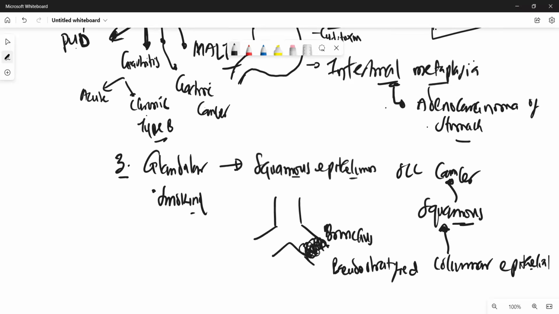And if we block the main stem bronchus, can somebody tell me one complication that could arise as a result of that? Very good, so those patients can develop resorptive atelectasis.